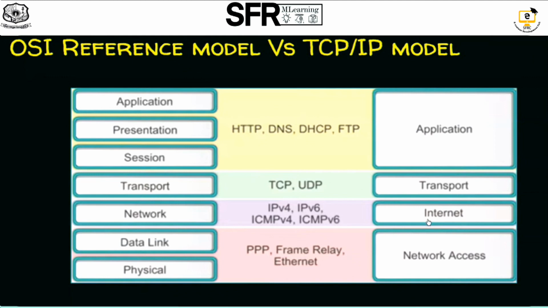And this is the difference between the OSI reference model and the TCP/IP model. The OSI reference model consists of 7 layers, while the TCP/IP model consists of 4 layers. But in a later version, it is converted into 5 layers. That is, the network access layer is divided into physical layer and data link layer. These are the applications. The center ones are the protocols, that is PPP, frame relay, Ethernet, IPv4, IPv6, TCP, UDP, HTTP, DNS. These are the set of protocols that provide services for each layer.